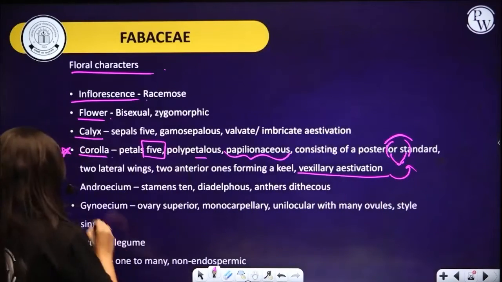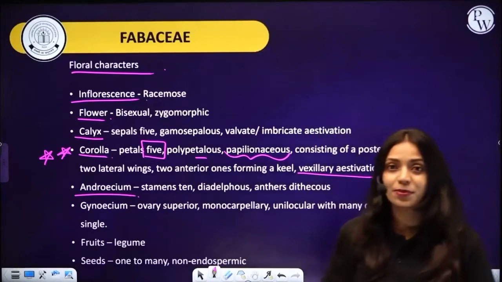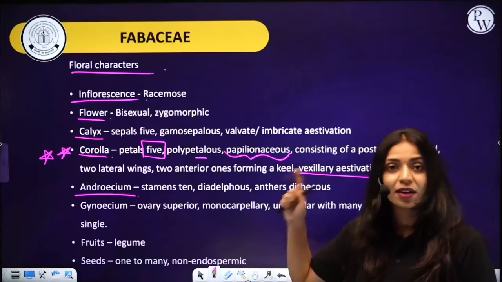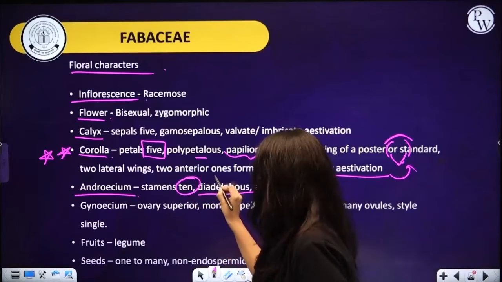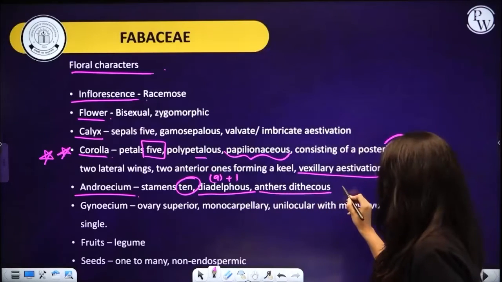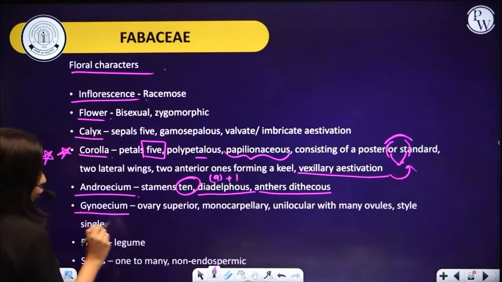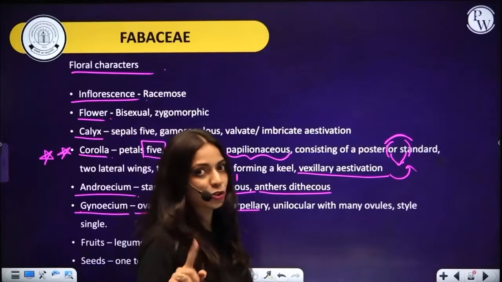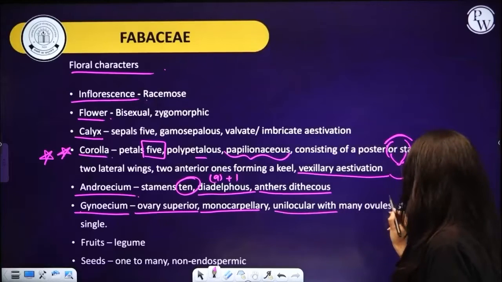Talking about the androecium, when I spoke about cohesion of stamens, I said that sometimes the filaments fuse to form bundles and the anthers are free. We call that adelphous. In pea family, we can see diadelphous condition. There are 10 stamens in total, 9 of them are fused, 1 of them is free. Talking about the anthers, they are dithecous. Gynoecium, ovary is superior. It is monocarpellary. There's only one carpel, so there's no question of whether it is fused or free. Unilocular, there are many ovules.